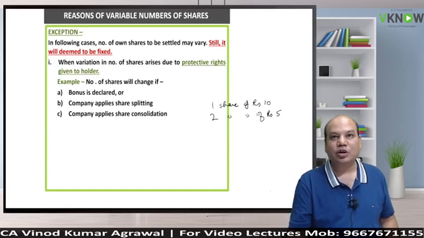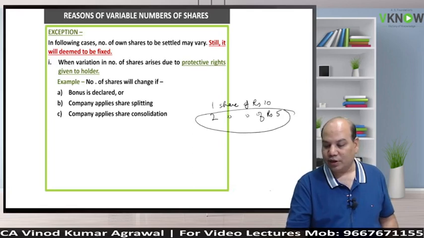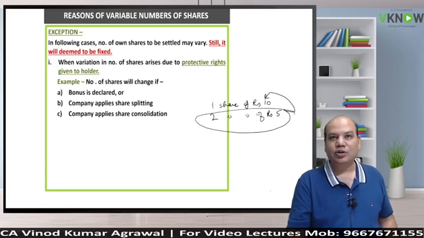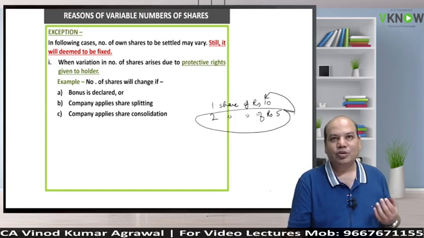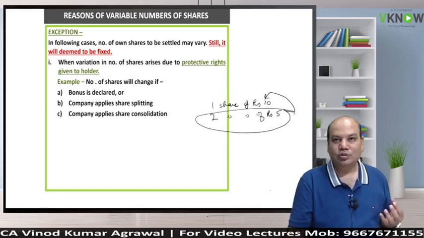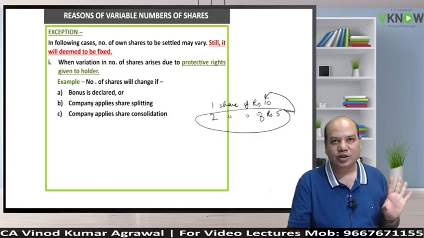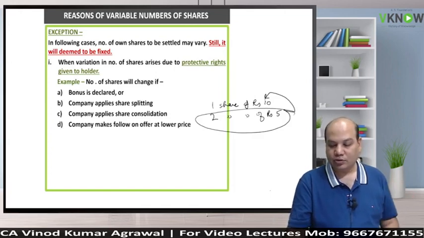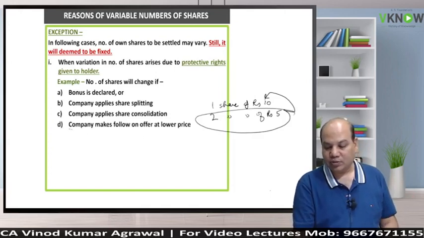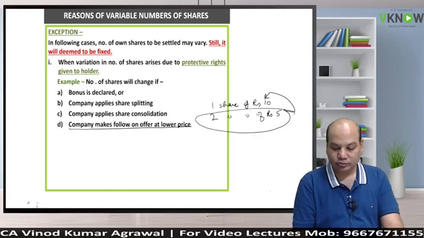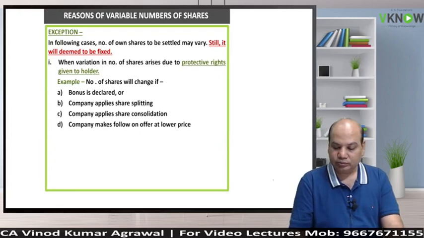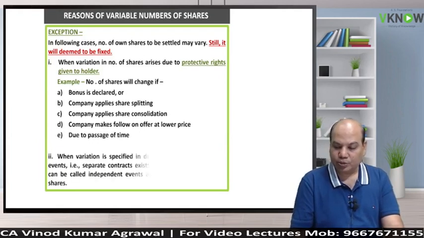Reverse consolidation: 2 shares of 5 converted into 1 share of 10. So what will happen? All those contracts where the number of shares have to be issued will also automatically get converted into 1 share for every 2 existing shares. So that is all for protective right. Sometimes the company may make a follow-on offer or rights issue at a lower price. These are called protective rights.